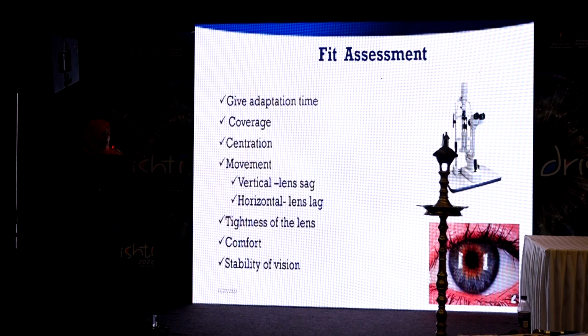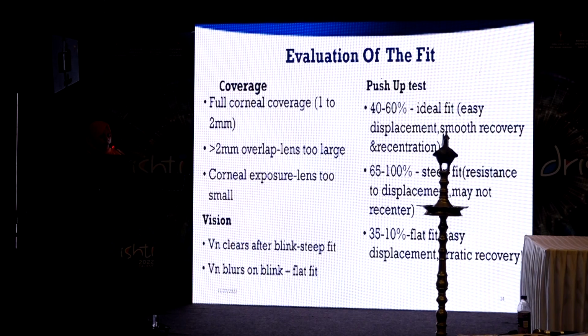So after this selection, we have to check for the fit assessment. We have to give a proper adaptation time for the patient, and also we have to check for the coverage, centration, movement, whether vertical lens sag, horizontal lens lag, tightness of the lens, comfort, and also the stability of the vision. So the coverage usually should be full corneal coverage, 1 to 2. If it is greater than 2 overlap, the lens will be large. If there is a corneal exposure, the lens will be too small.